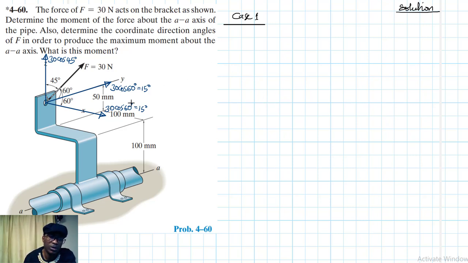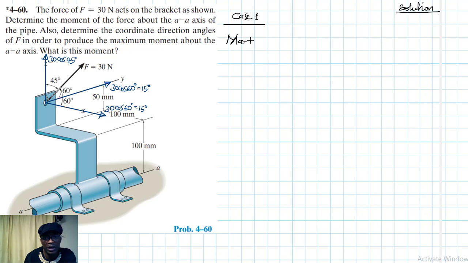So there are only going to be two forces that will participate in contributing to the moment about the AA axis. And using the right hand thumb rule, both of them will give us positive. And these are the components in the Z and in the X.